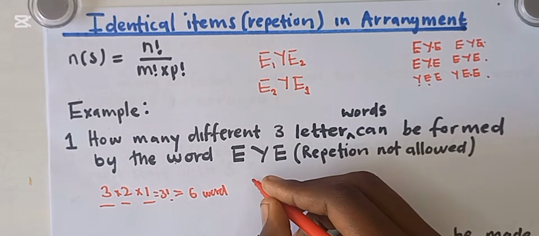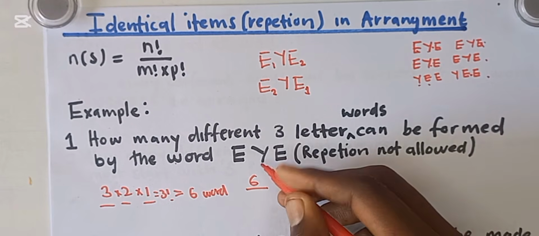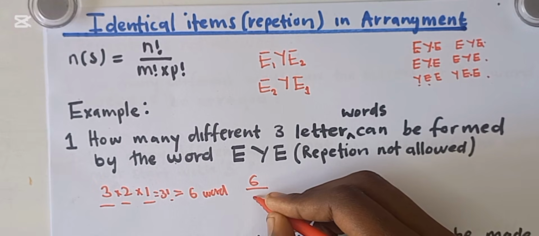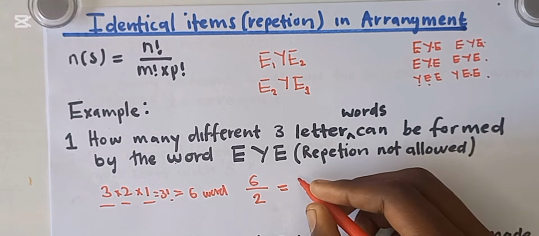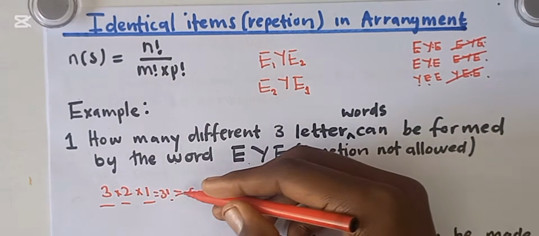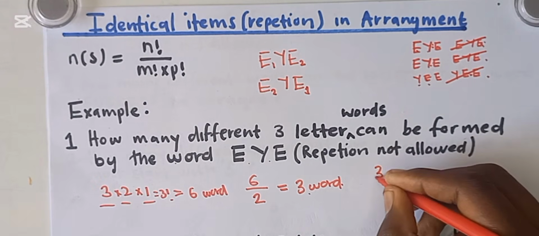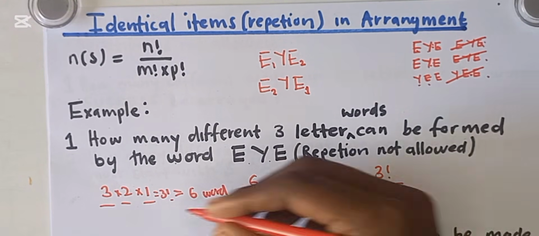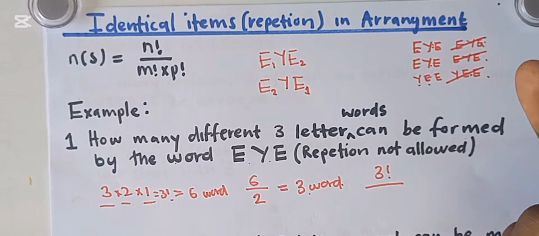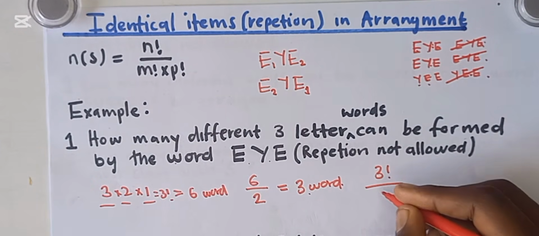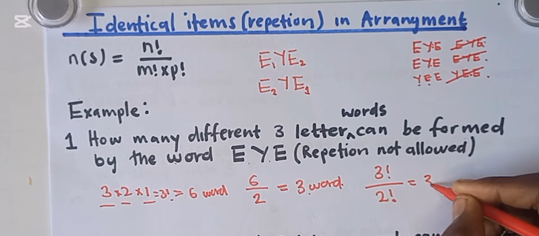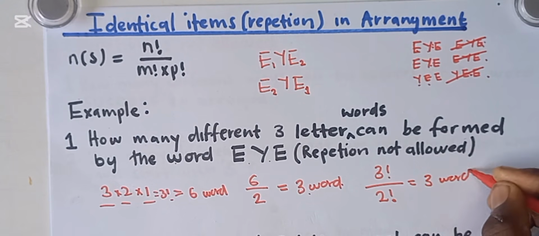So we're going to say 6. How many letters repeat here? Only the E repeats, 2 times, and you're going to get 3 ways that can be formed. This is the same as if we wrote 3 factorial divided by the number of the letters that repeat. Which letter repeats? It's E. We count how many E's there are. We have 2 E's, which is 2 factorial. So guys, this is the same as 3 ways that can be formed.